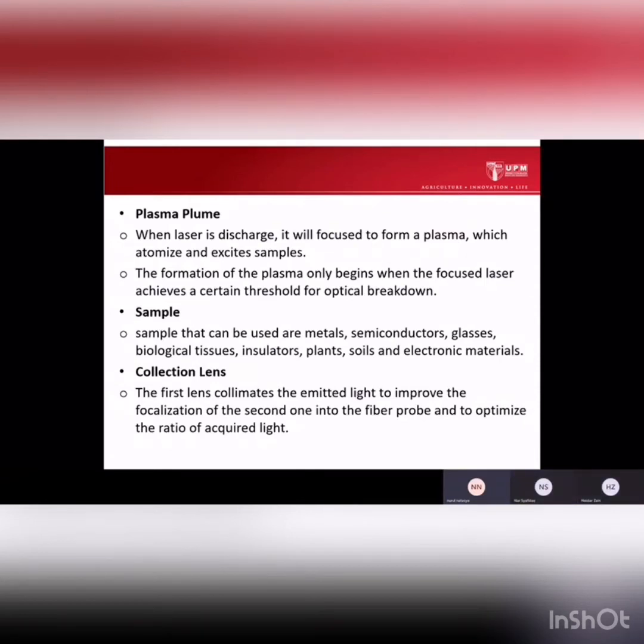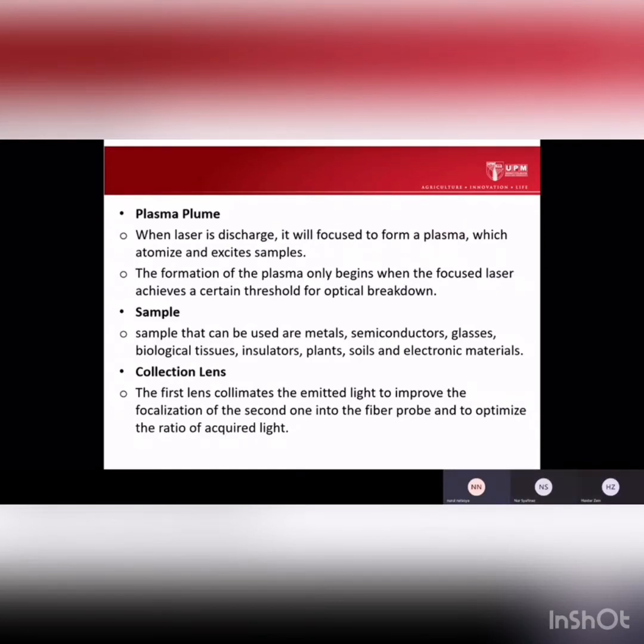As I said before in the first slide, the introduction, the samples that we can use are metal, semiconductor, glass, biological tissue, insulator, plants, soil and electronic material. We can use either solid or liquid.